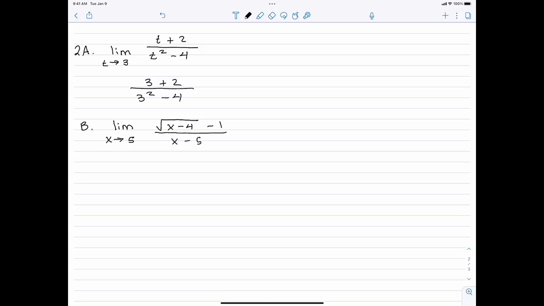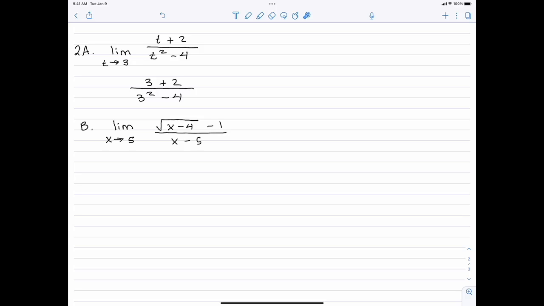Okay, so again, I'm going to try direct substitution. If I plug in 5, I think you guys would agree there's an issue, because in the numerator, 5 minus 4 is 1, 1 minus 1 is 0, and 5 minus 5 is 0, so we have 0 over 0. That's indeterminate. I don't know what's going on there. So, is there a way I can cancel out a 0 from top and bottom?